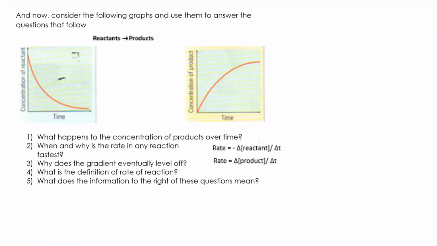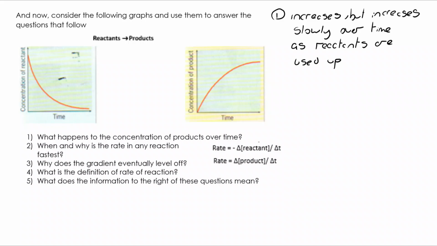Okay, number 1. What happens to the concentration of products over time? We've touched on this already quite a lot. It increases. We know we're making more of our product. But actually, we can go further than that. The rate at which it increases gets slower over time. We can see the gradient getting less steep and eventually going flat. And again, just to reinforce that idea, this is because the reactants are being used up. And that means there are less collisions, which means there are less successful collisions.